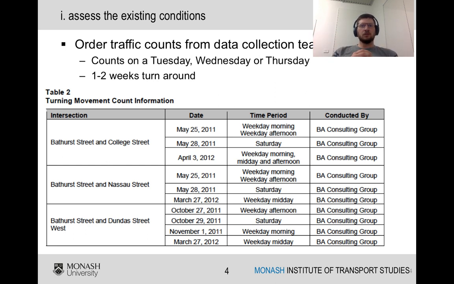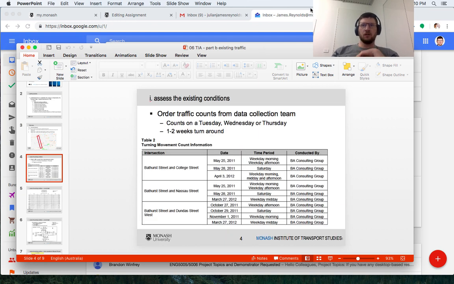So typically it takes about a week and a half to get some traffic counts. What you do is you engage a traffic count company and/or you go out and count it yourself. And yeah, it takes about a week or two. So, see you in a week or two.